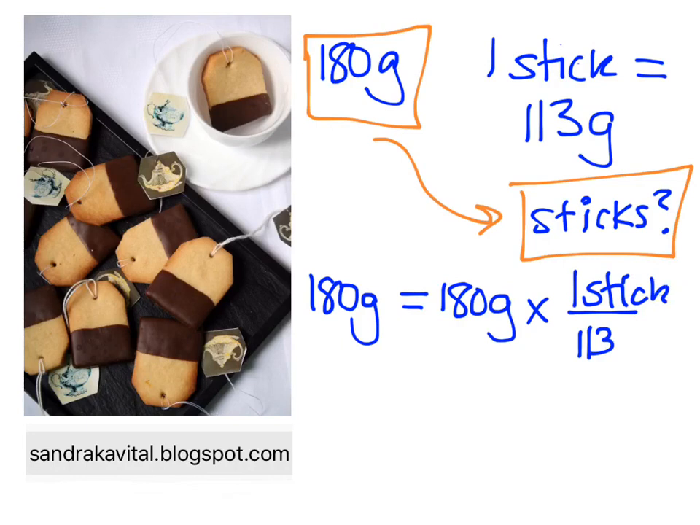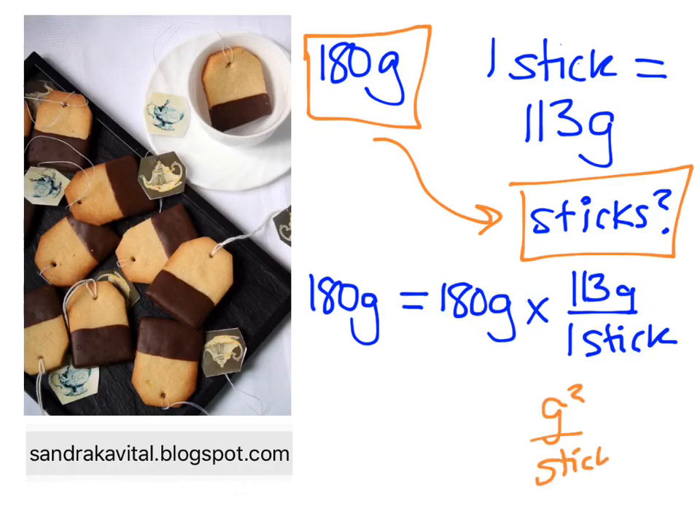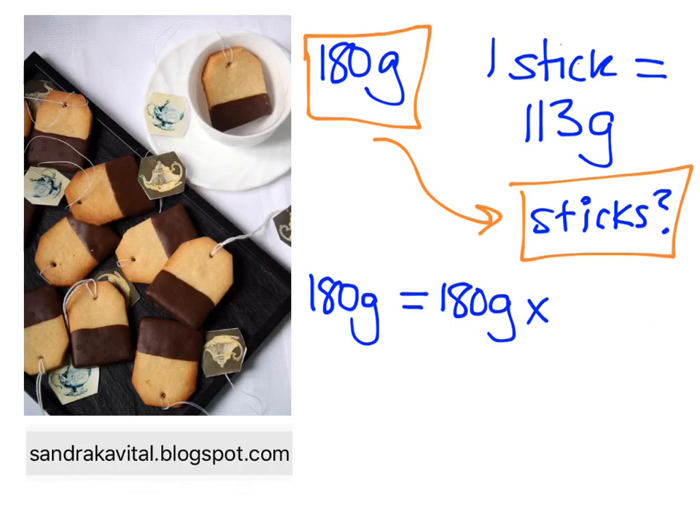Okay, so let's say you actually messed this up, and let's say you did 113 grams per one stick. If you look at the units first, I think you'll see the problem here. When you multiply the units, you're going to get grams times grams divided by stick. So this is going to give you grams squared per stick, and that doesn't answer the question. We're trying to figure out how many sticks, not how many grams squared per stick. So that's the clue that you need to switch the conversion factor and just flip that.